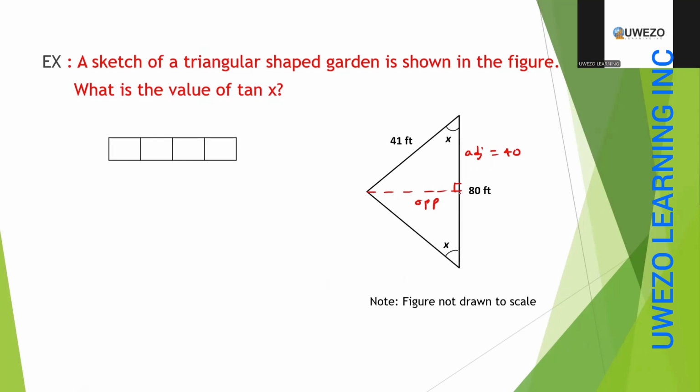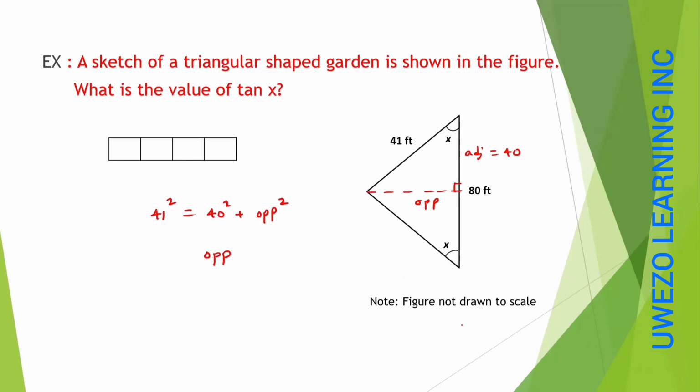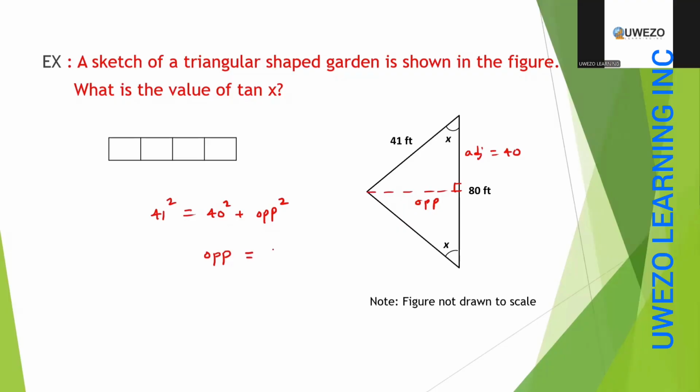So let us apply the Pythagoras theorem. So 41 square equals 40 square plus the opposite side square. Do this in Desmos and we get the opposite as equals 9. Hence, the value of tan x is going to be opposite over adjacent. So that will be 9 over 40. You could also convert it into decimal, and the decimal answer must contain 4 significant digits.